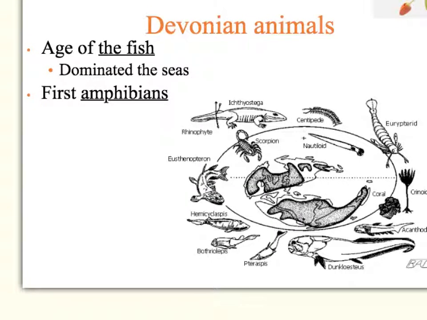The Devonian period is often referred to as the age of the fish, and obviously the ocean was dominated by these types of organisms. We can see our continents in this picture with our two main parts, Gondwana and Laurasia. And this is where we're going to start to see our first amphibians. So we've got our Ichthyostega.